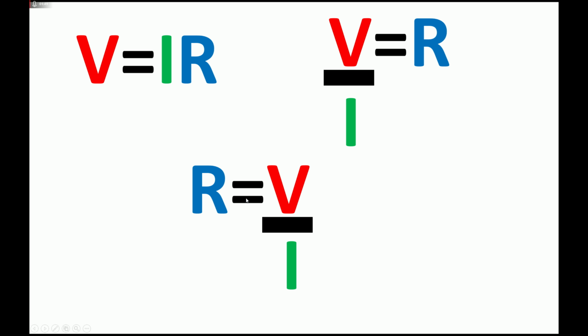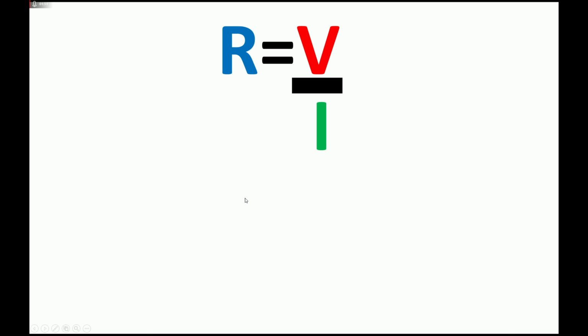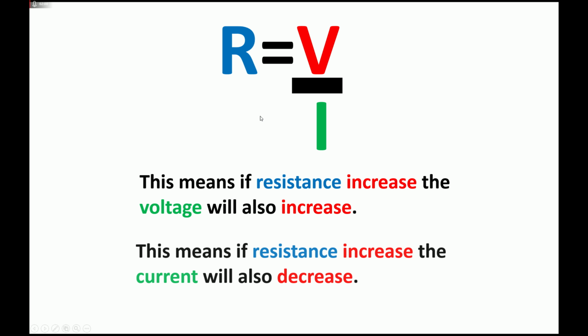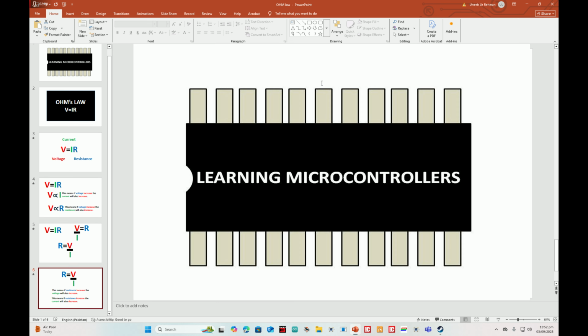So this means that R is equal to V over I, that R is directly proportional to V. This means if resistance increases, the voltage will also increase. And for the current, it is inversely proportional. This means if resistance increases, the current will decrease. So current will not increase, current will decrease, and the voltage will increase. Now we verify this on our simulation.